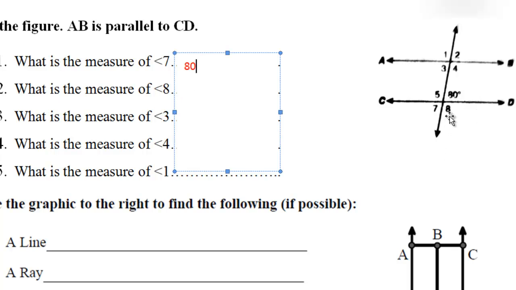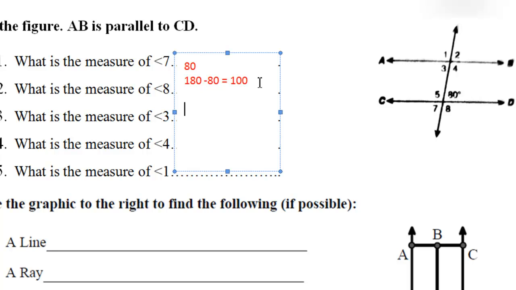Angle 8 equals what? You can see here, what is the angle here? It's a straight angle. What does a straight angle equal? 180. We have 80. So how many remaining? 100. So the second angle will equal 180 minus 80, and this will equal 100.